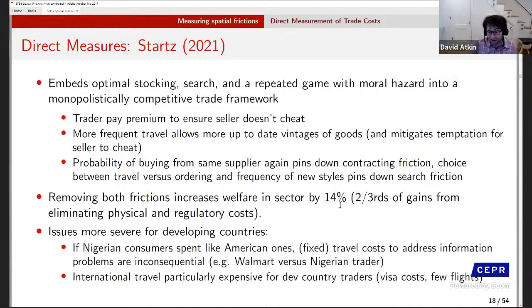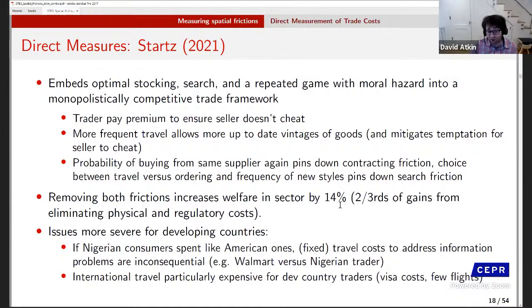And our answer is probably yes. And in particular, if Nigerian consumers acted like American ones, where they go to very large shops like Walmart rather than go to markets and small traders, and when they do go to those shops, they spend much more because they're wealthier, then these types of travel costs become inconsequential. The travel costs of the Walmart buyer going to China doesn't really matter. It's one or two trips for millions of dollars of sales. It really does matter for Nigerian traders, where it's one trip for $50,000 of sales, or one trip for $30,000 of sales when that trip costs $3,000.